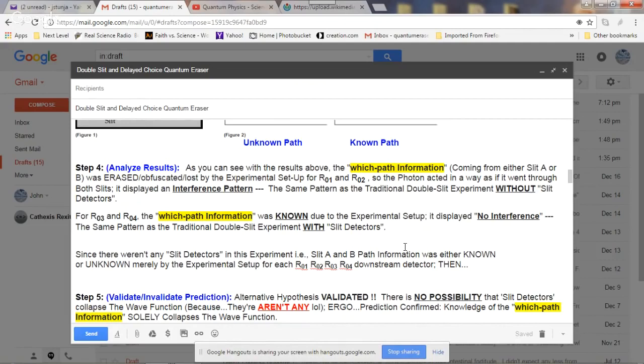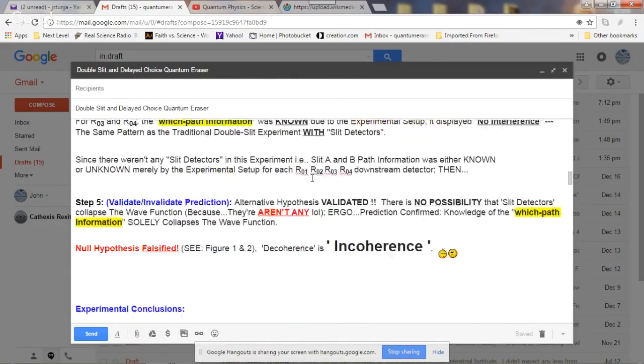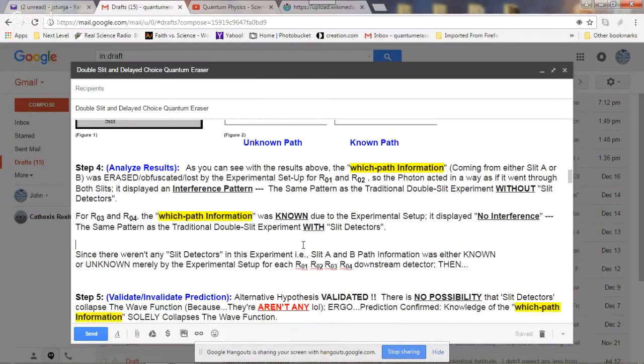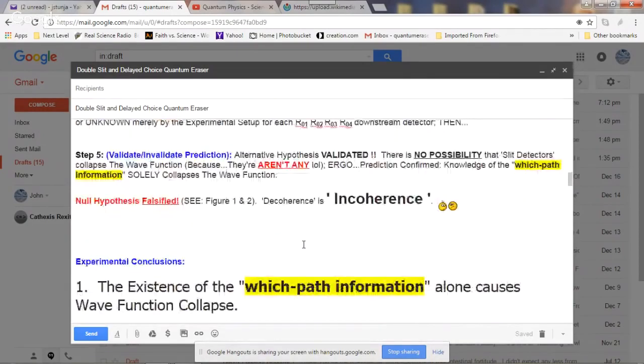So let's go to step 5. Validate or invalidate the prediction. The alternative hypothesis is validated. There is no possibility that the slit detectors collapse the wave function. Why? Well, because there aren't any. Ergo, the prediction was confirmed. Knowledge of the which-path information solely collapses the wave function. The null hypothesis is falsified. See figures 1 and 2. It's over. Decoherence is incoherence.